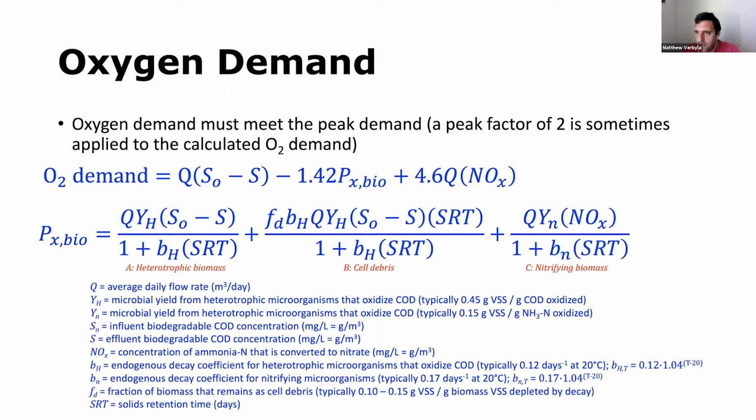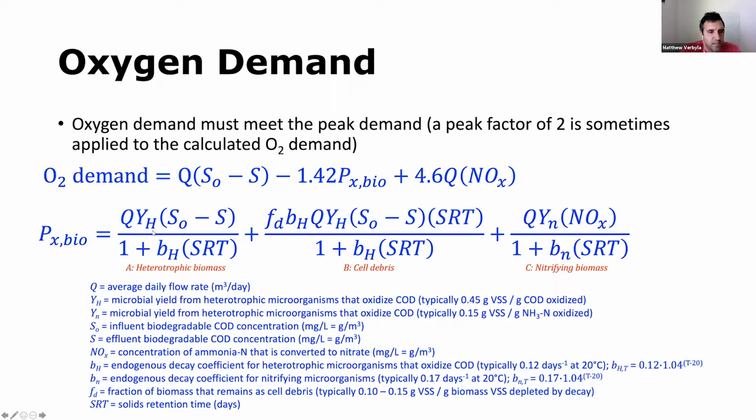So when biomass is decaying, some of that biomass is consumed by other bacteria as food. So it's kind of like auto-degradation of bacterial biomass. The cell debris that stays around can be calculated using the second term. The third term is the biomass from the nitrifying bacteria. All right, and that all gets added up to equal P sub X biological, which is part of this equation right here for oxygen demand.